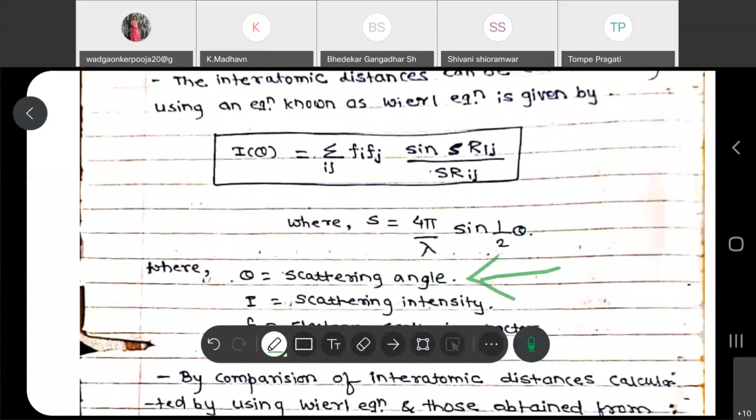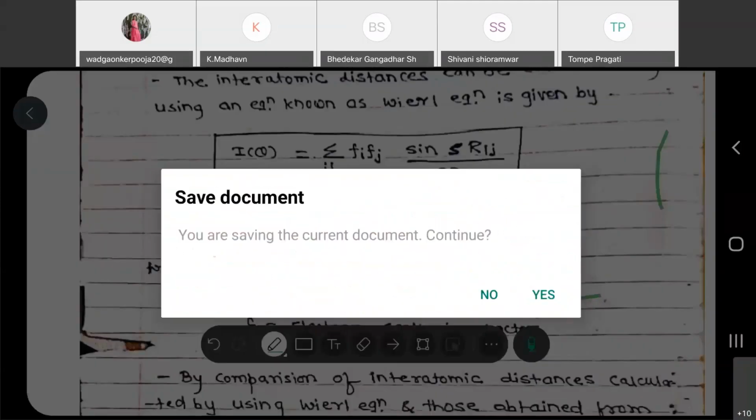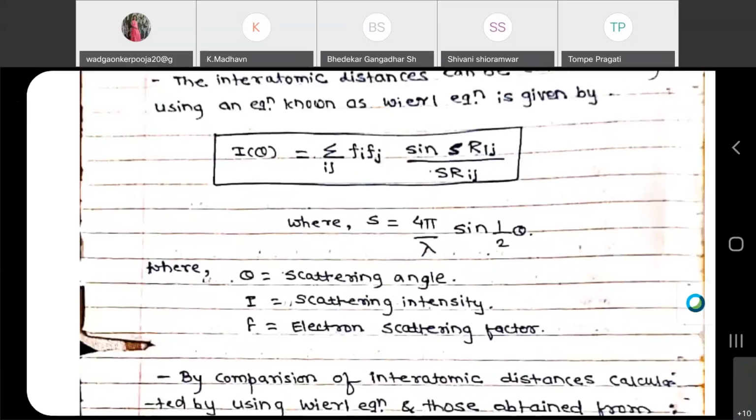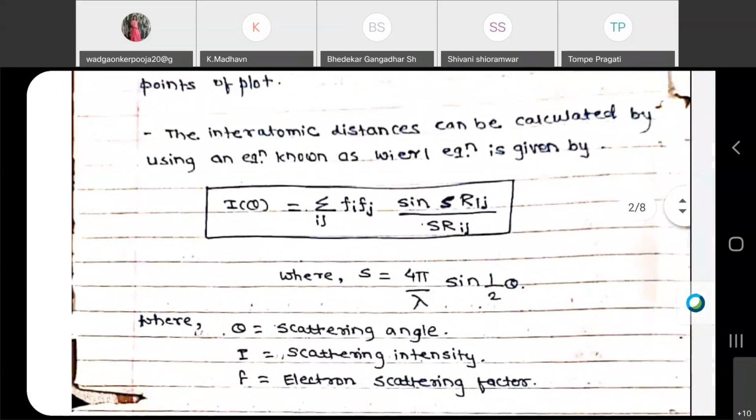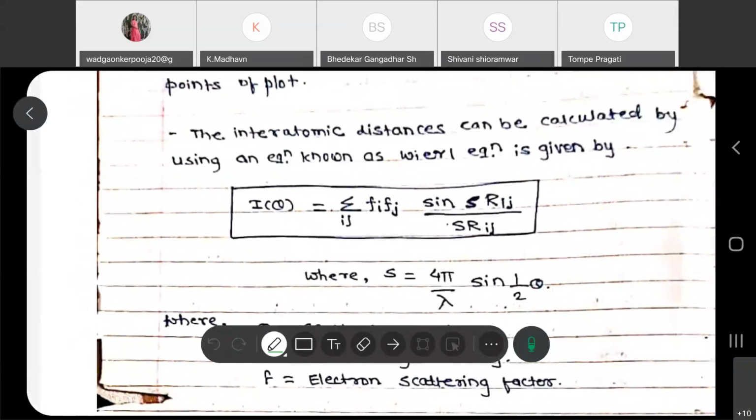Theta is what? Scattering angle. I is what? Scattering intensity. Then after, F is what? Electron scattering factor. Are you guys clear with this notation? Yes, ma'am.